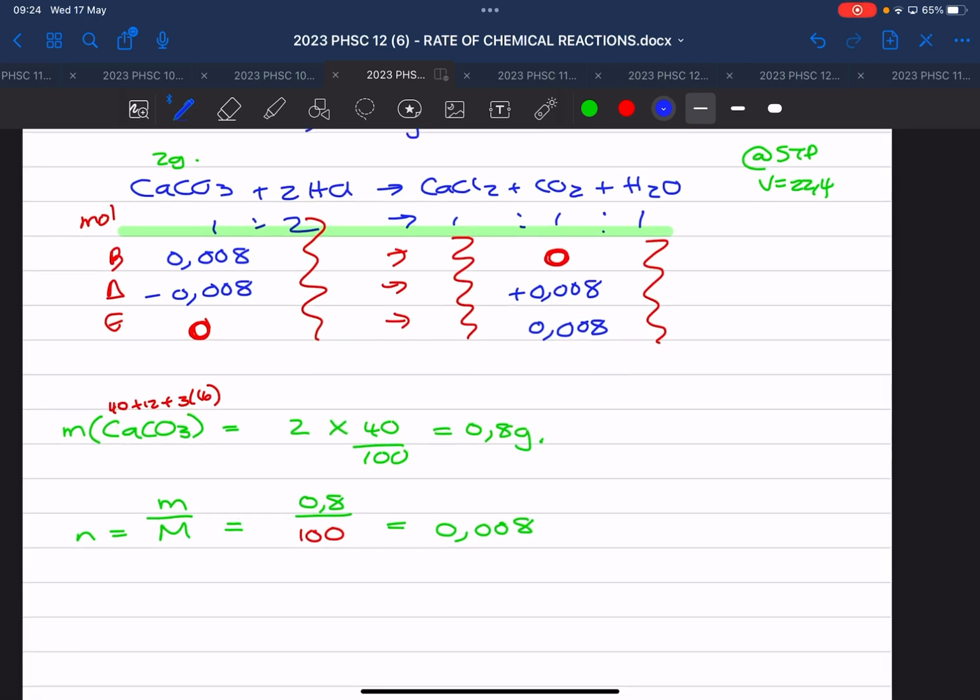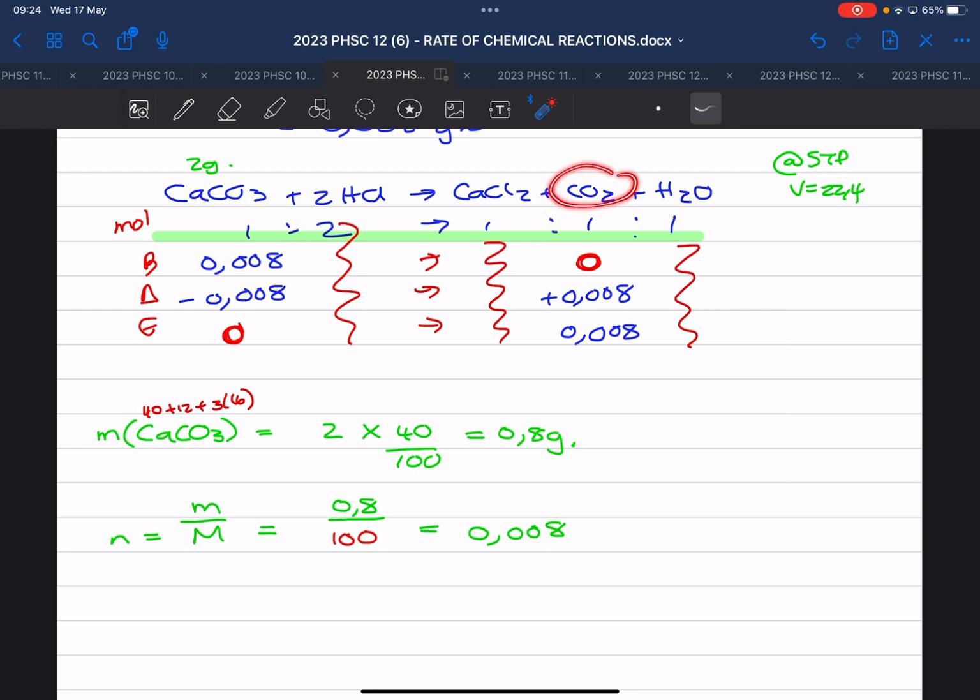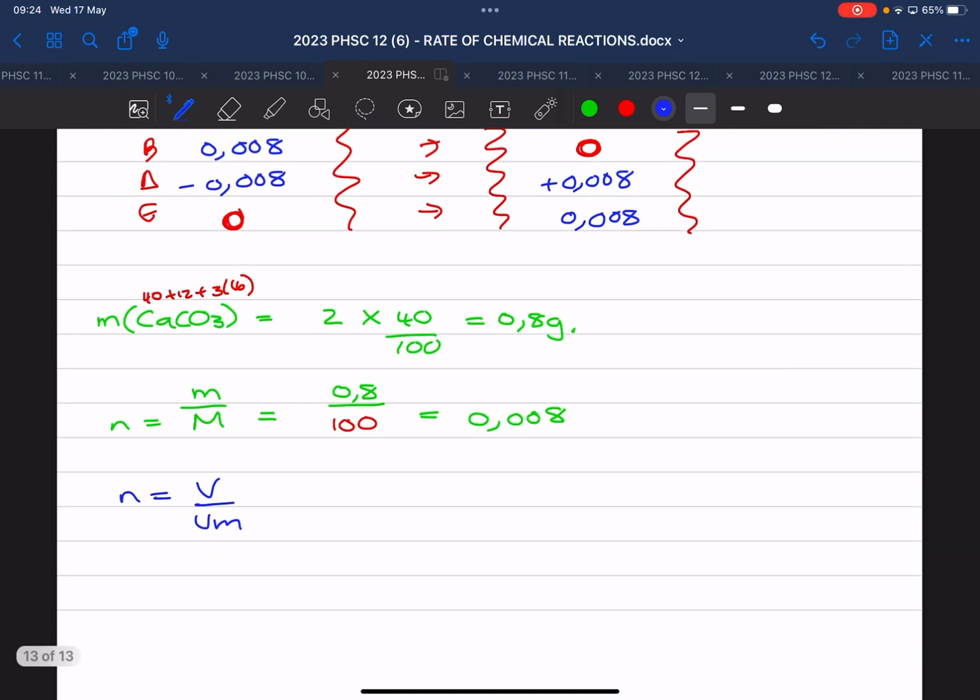Now we have the mole of carbon dioxide and we want the volume. For that, we're going to use this formula. The mole is 0.008. We want the volume, and they say we're at STP, so this is 22.4. And that gives you 0.18 decimeters cubed.